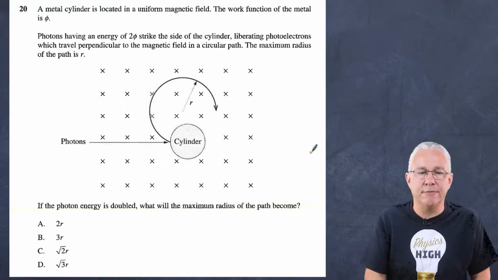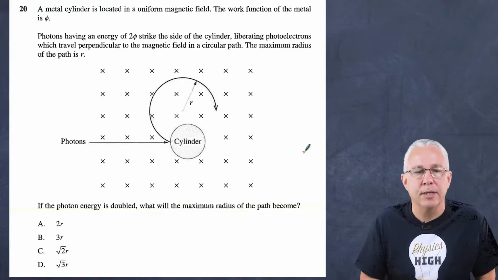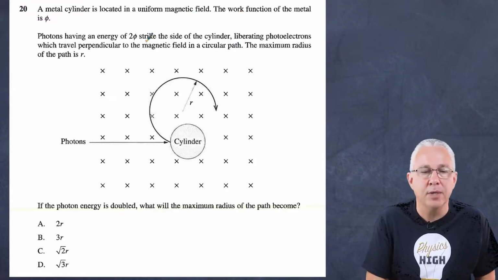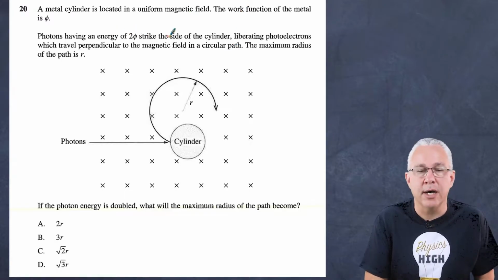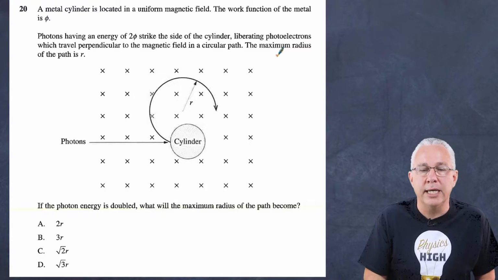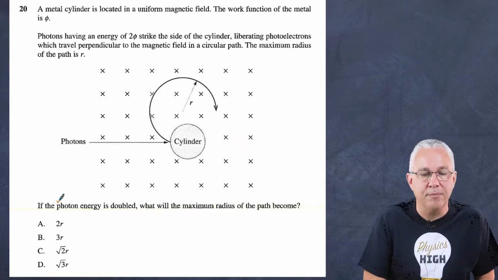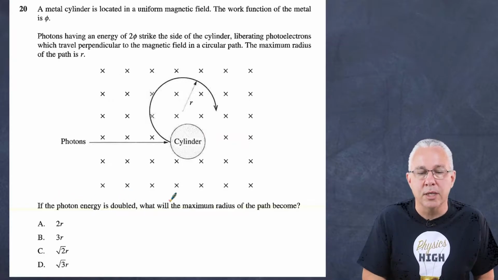Question number 20, a final question in the multiple choice section. We have a metal cylinder that is located in a uniform magnetic field, and the work function of the metal is phi. Photons with an energy of 2 phi strike the side of the cylinder, liberating photoelectrons, which travel perpendicular to the magnetic field in a circular path, and the maximum radius of the path is r. We have to work out, if the photon energy is doubled, what the maximum radius of the path will become.